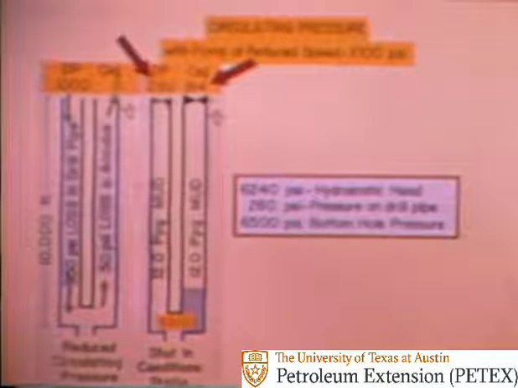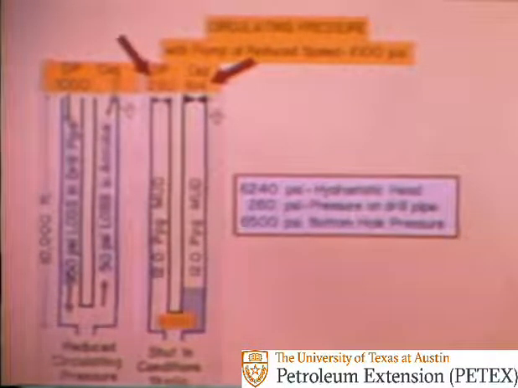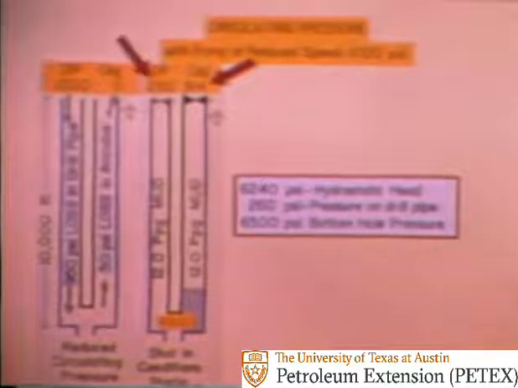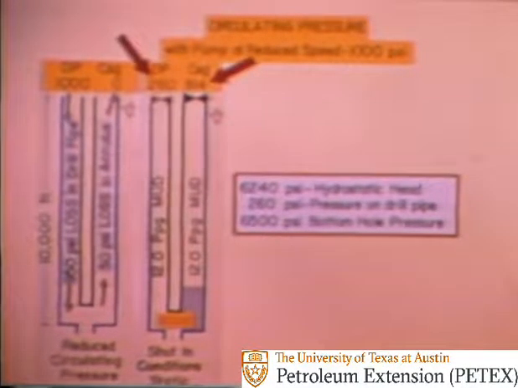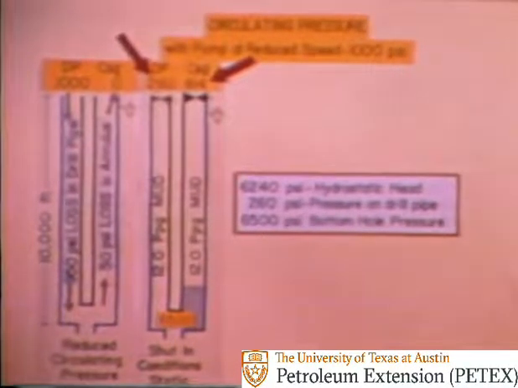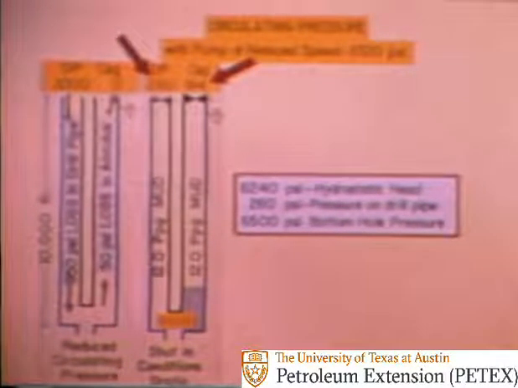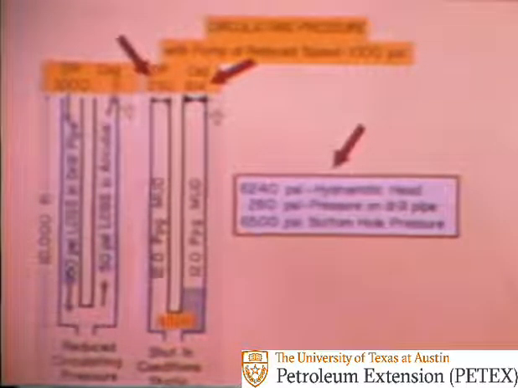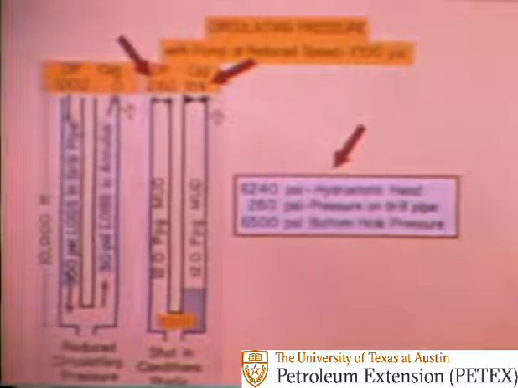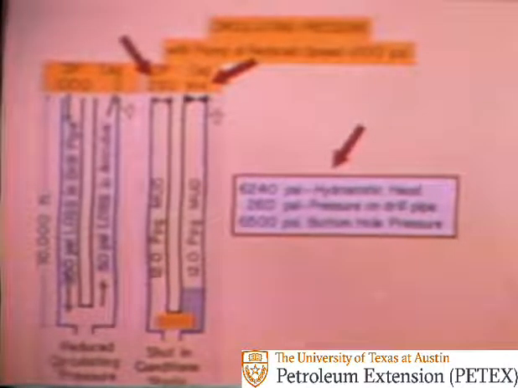Remember that when we first closed in the well, we took gauge readings on the drill pipe and casing, then calculated the bottom hole formation pressure by adding the drill pipe pressure to the hydrostatic pressure applied by the uncut mud column in the drill pipe. We can now use this formation pressure information to calculate the mud weight needed to regain control of the well.